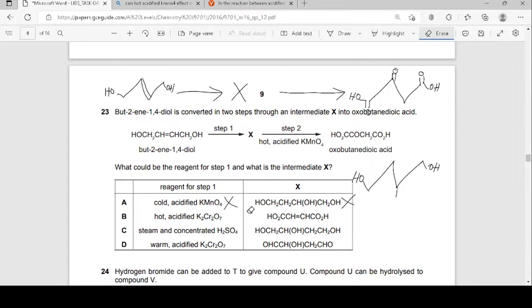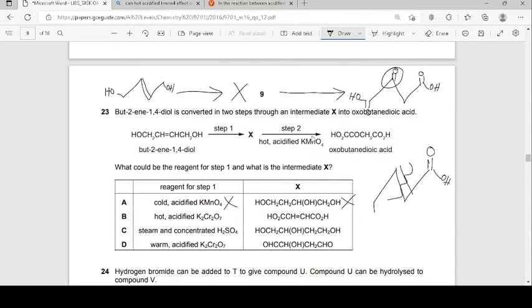Now for B, they've used hot acidified K2Cr2O7 to make this. So I don't know what that is. Let's look at it. It is this compound. Now the problem with hot acidified K2Cr2O7 is that it will not be able to do this business here. So hot acidified K2Cr2O7 will not be our answer. So B is not our answer either.